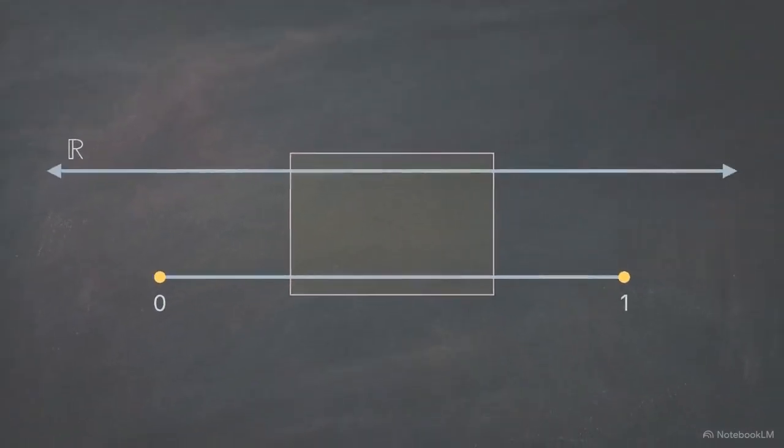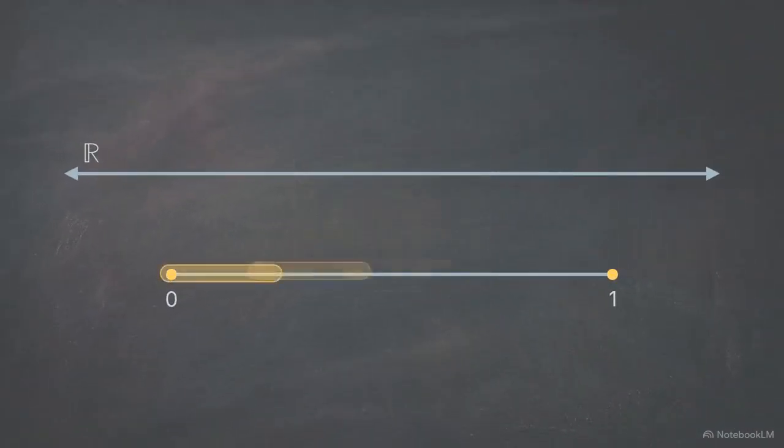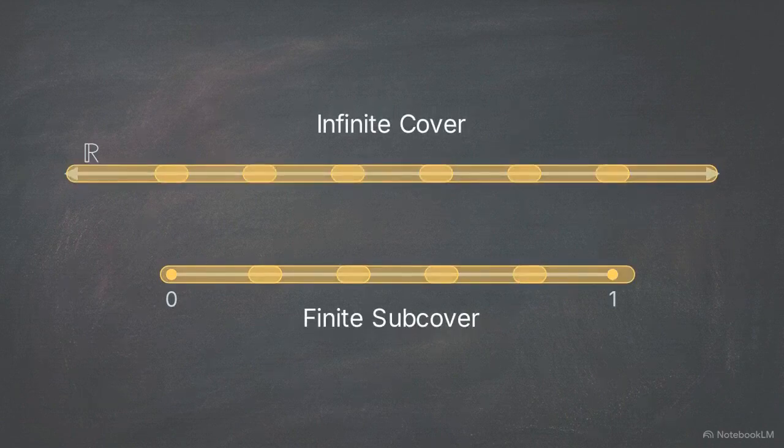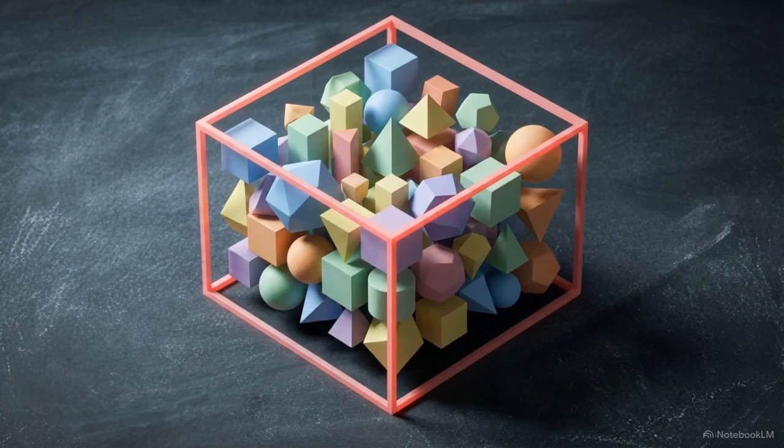If you zoom in close enough, these two spaces are structurally identical. A tiny segment of the infinite line looks exactly like a tiny segment of the bounded interval, yet at a macro level, their global properties diverge completely. We need to determine exactly how and why this divergence occurs. Mathematicians capture this divergence using a property called compactness.